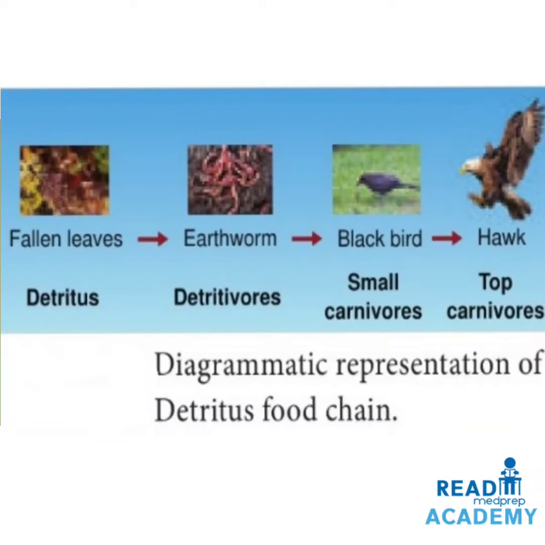Here in this image, you can see the diagrammatic representation of the detritus food chain, where the fallen leaves and twigs undergo decomposition, forming the detritus. This is consumed by the earthworms, which are called the detritivores, and the earthworms are picked up and eaten by the birds. They are the small carnivores, and these smaller birds are eaten up by larger animals like the hawk, which is the top carnivore.